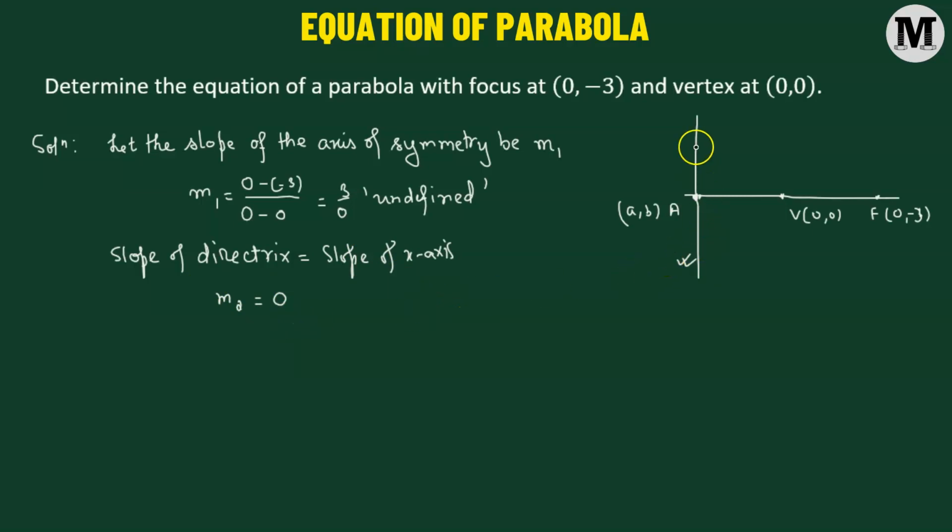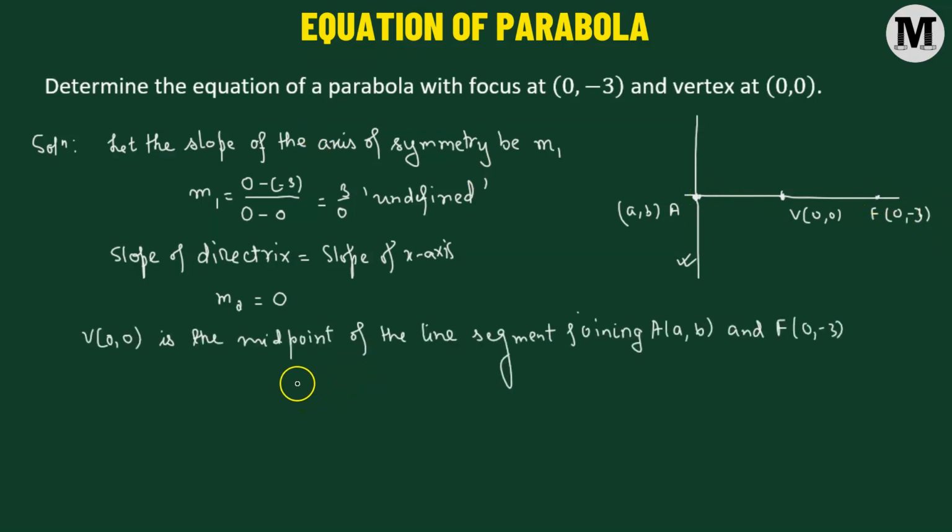Now we have the slope of the directrix line. We need to find out the point A, and that means the coordinates of point A. By definition, we have already mentioned that V is the midpoint of the line segment joining point A and point F. So what we can do is take the sum of the x coordinates of point A and point F. That will be a added to 0, and we're going to divide it by 2. And we're going to do the same thing with the y coordinate. We're going to take the sum of the y coordinates of point A and point F. That means we have b added to -3 divided by 2, and this is going to be equal to the coordinate of the vertex, which is (0, 0).